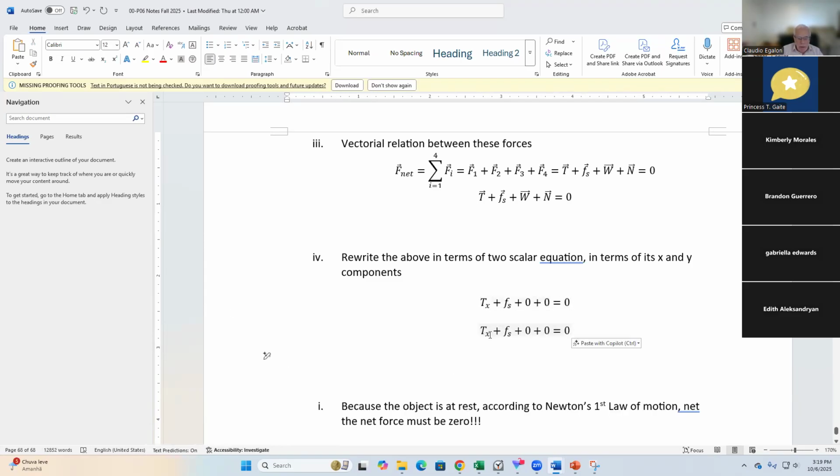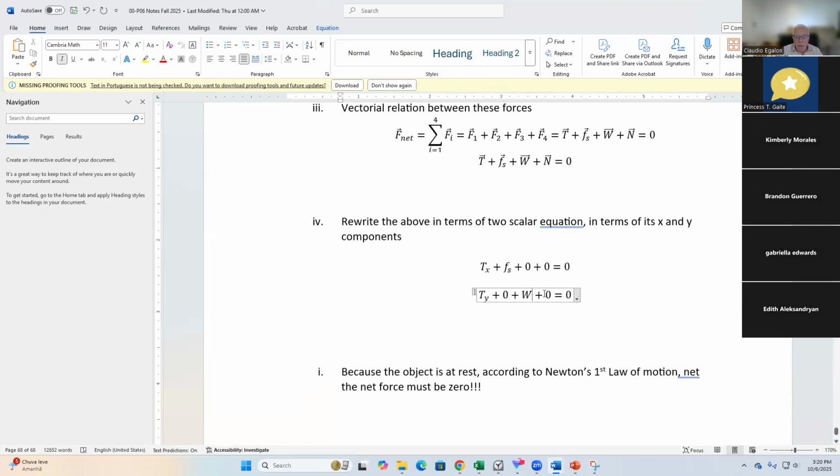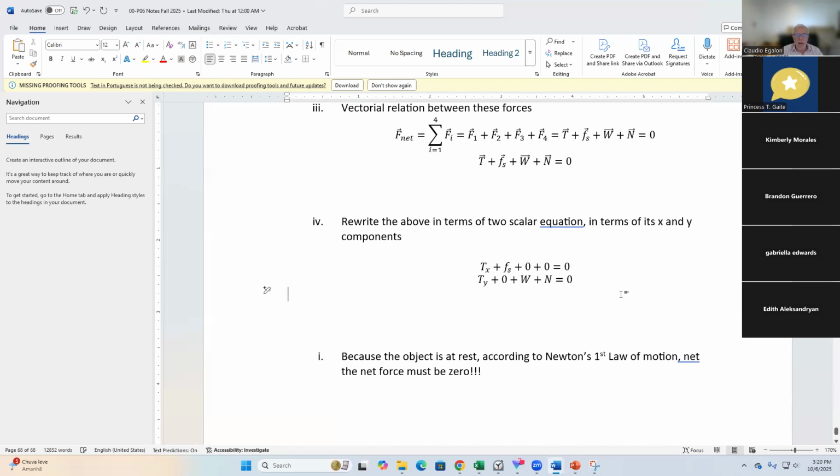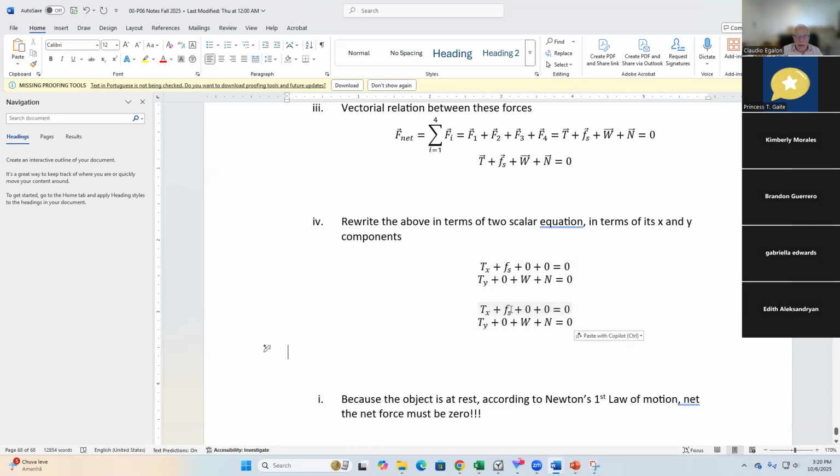The second equation, y component of the tension. Force of static friction doesn't have a y component. The weight has a y component. The normal has a y component. So here you go. That single vectorial equation can be written down into two scalar equations. And now let's simplify that.